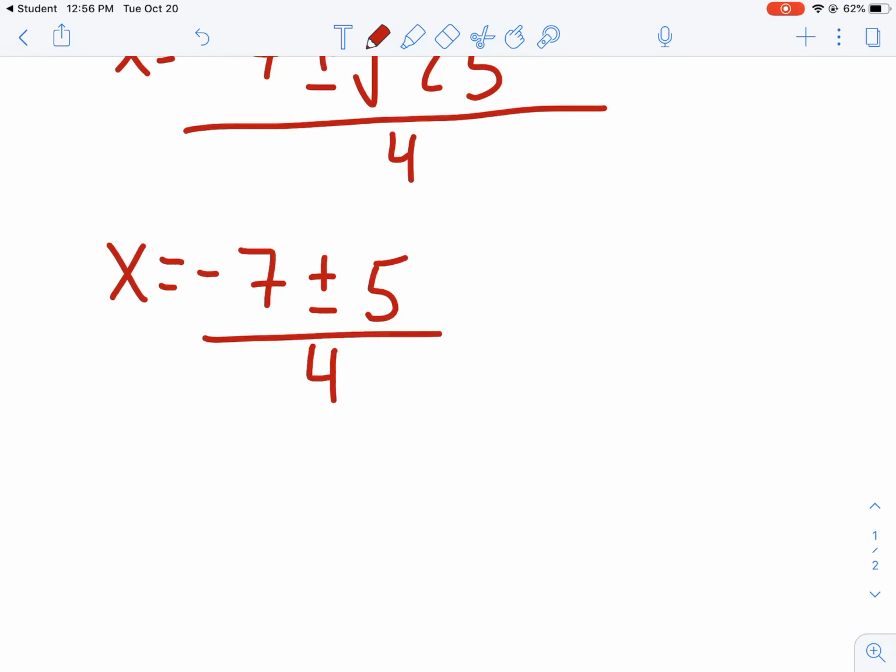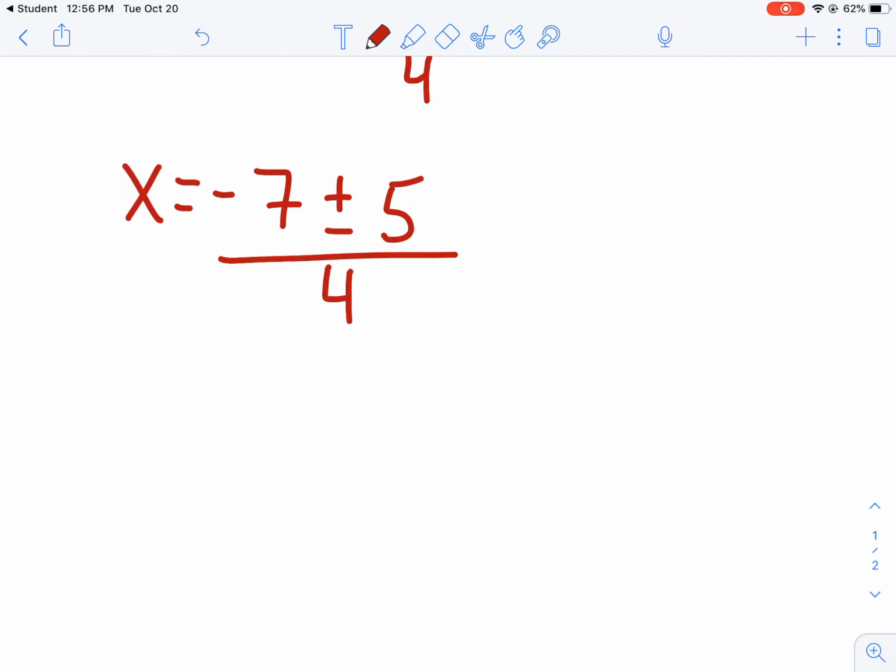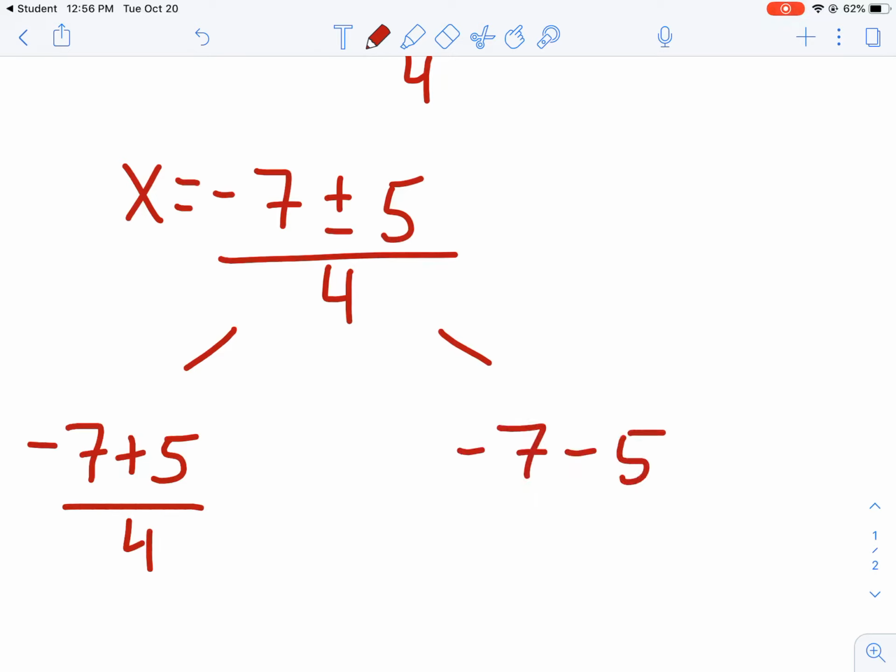And this is the point where we're kind of stuck. We've got 3 whole numbers right here. We can't do any more simplifying. And what we're going to do is look at this. If you remember the quadratic formula, you've got plus or minus. It is both plus and minus at the same time. This is actually 2 different equations. So once you've got it down to this part where you can't simplify it anymore, you are going to split it into 2 different equations, one with the plus sign and one with the minus sign.